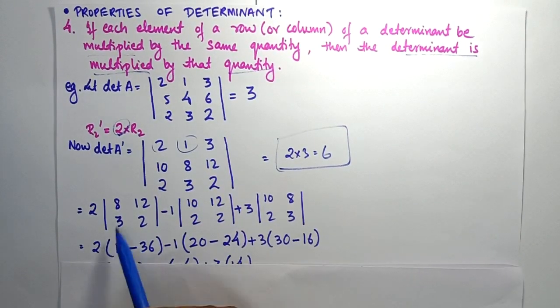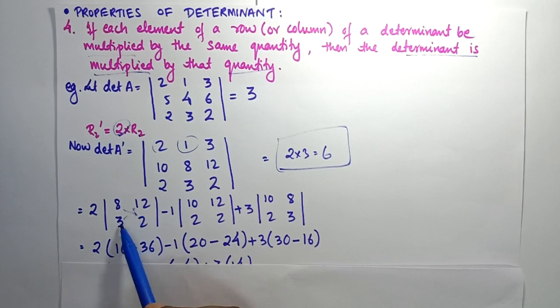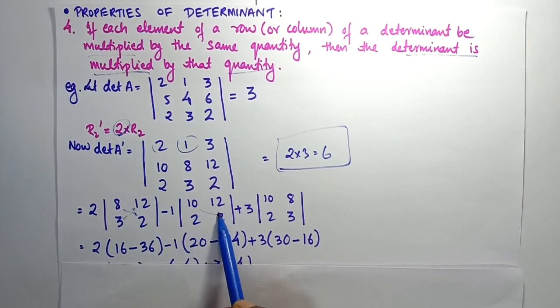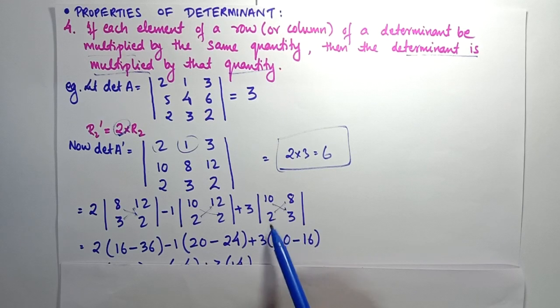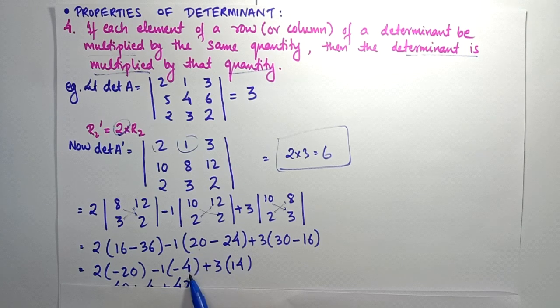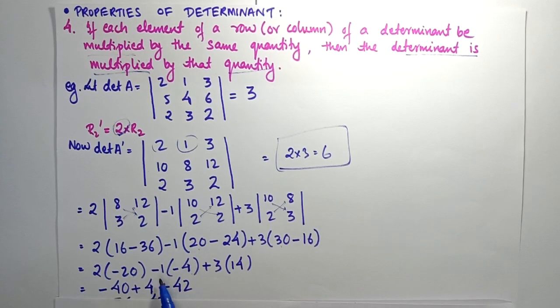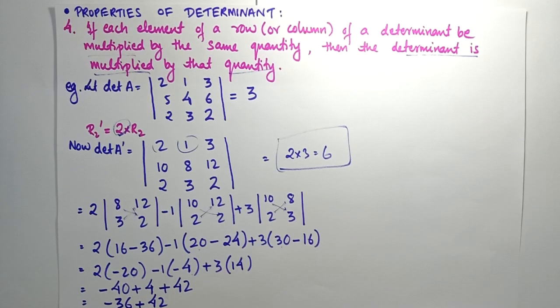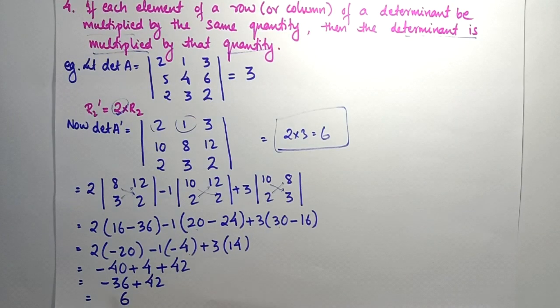So what I'll open this, 2 8 2 is 16, 3 12 is 36, minus 1 10 2 is 20, 2 into 12 is 24, 3 10 3 is 30, 2 8 is 16. So now I got minus 20, so this minus this is your how much, minus 4, and 30 minus 16 is your 14. So now I'll multiply 4, so minus 1 is plus 4, 3 into 14 is 42, so minus 36 plus 42. So what I'll get, I got the 6.